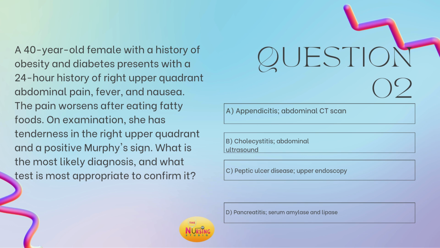Is it A, appendicitis and an abdominal CT, B, cholecystitis and an abdominal ultrasound, C, ulcer disease and an upper endoscopy, or D, pancreatitis and serum amylase and lipase? Take a moment and tell me what you got.